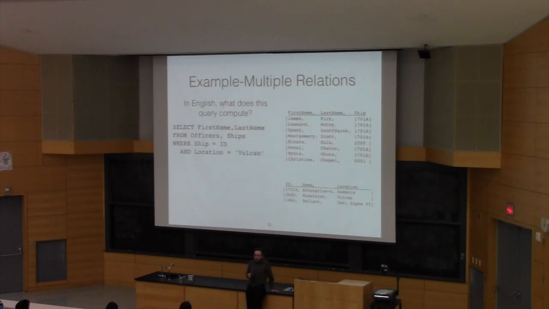In order to do a join, I actually have to specify all of the pieces of that join. So for example, if I was interested in officers and ship locations, I could say, give me all of the data from officers, give me all of the data from ships, and then find me only those pairs where the officer's ship corresponds to the ship's ID, and the ship's location, for example, is Vulcan. So give me the first name, the last name of all of the officers currently located on a ship at Vulcan.